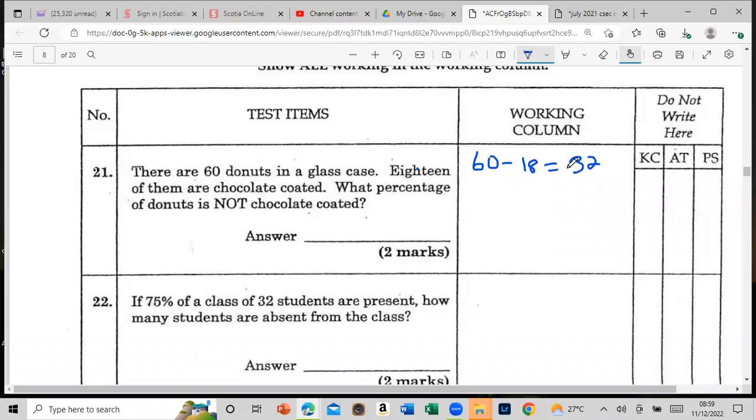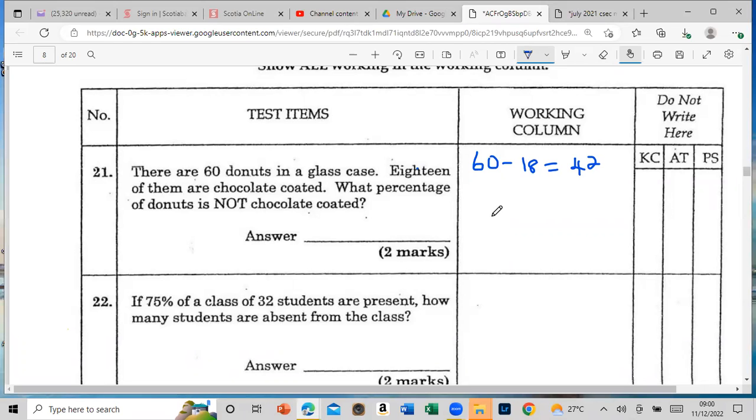So after, why am I getting 60? It's supposed to be 40. It's supposed to be 42. Yeah, thanks. All right, what's next? After you subtract, 60 minus 18, and you get 42, what would you do next? How would you find what percentage is not chocolate coated?